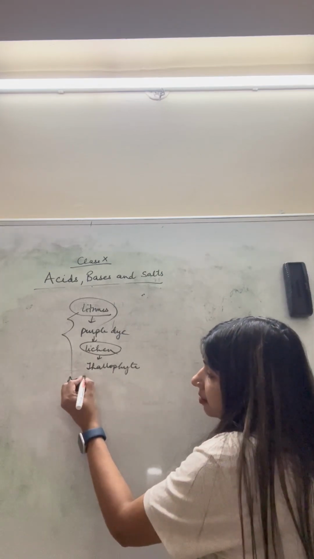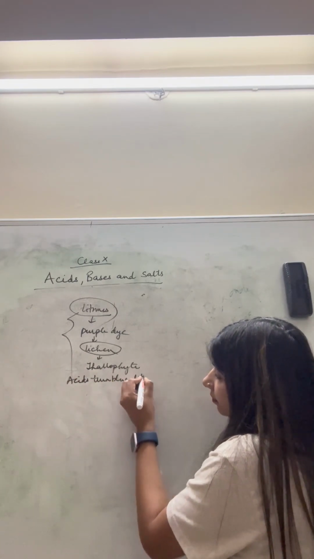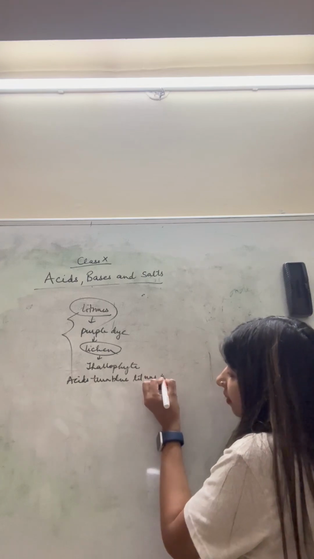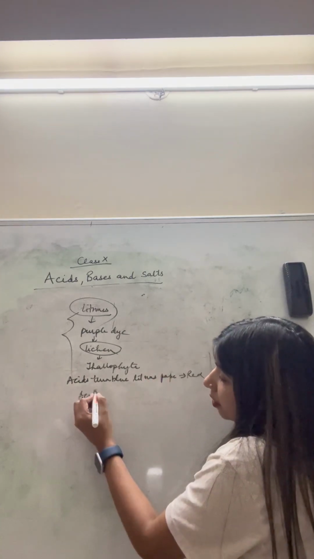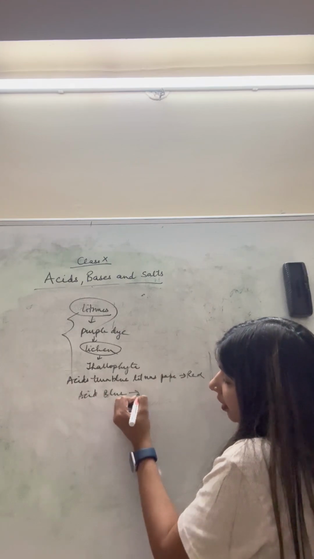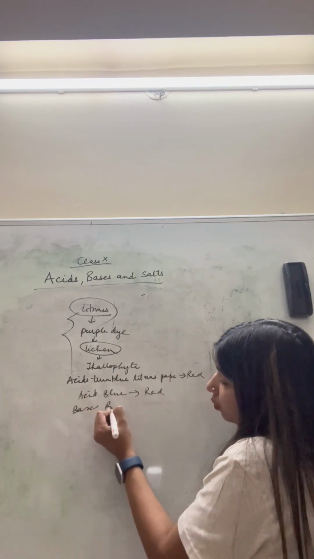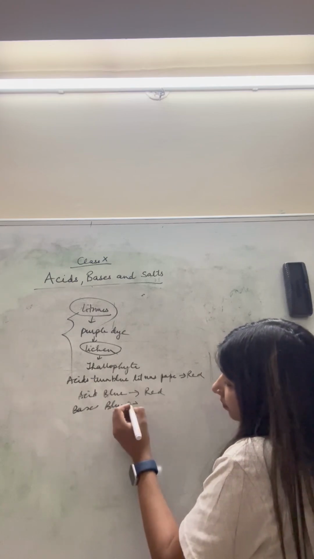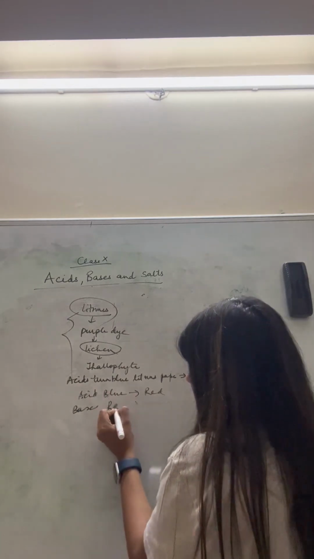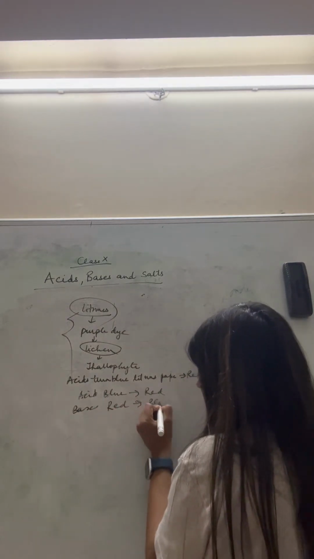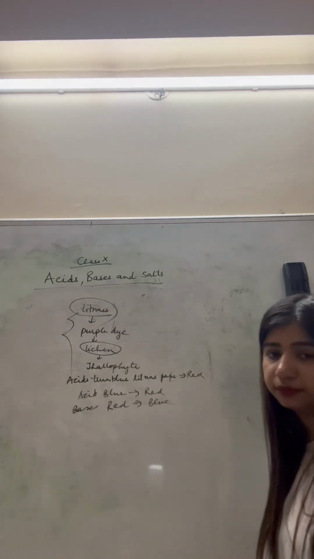Now, acids turn blue litmus paper to red, while bases turn red litmus paper to blue. So this was the litmus indicator.